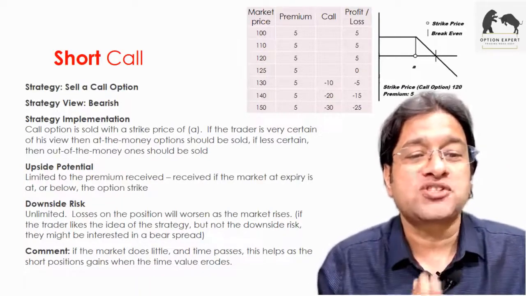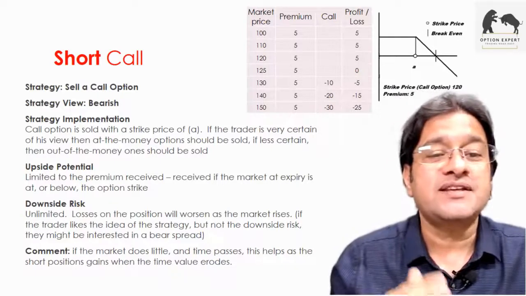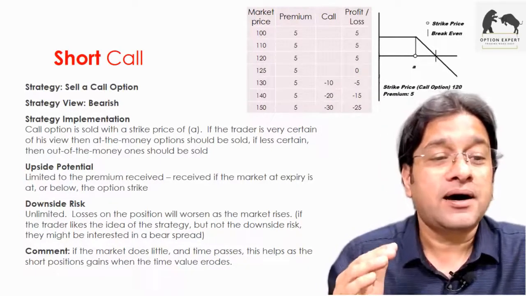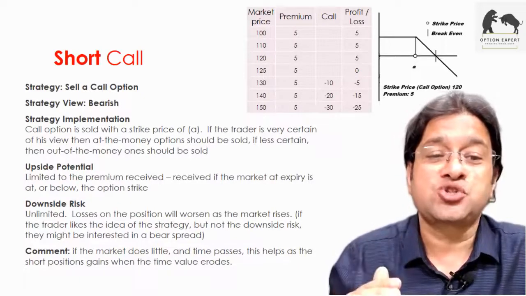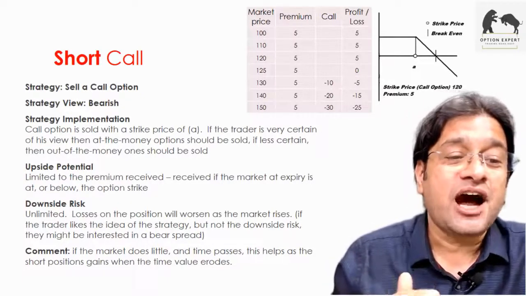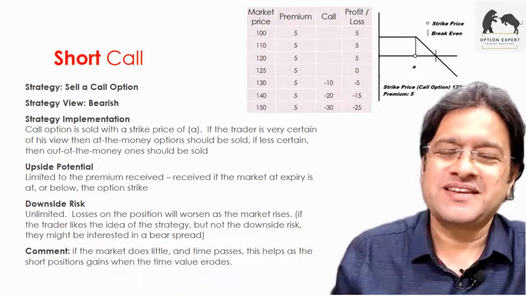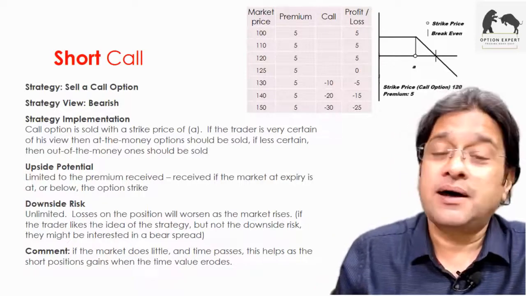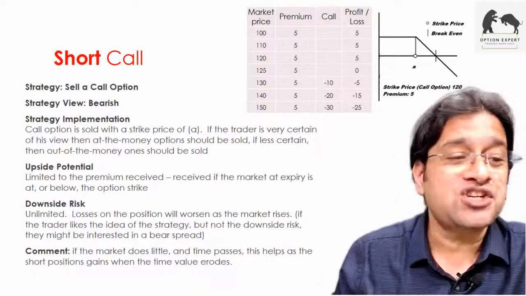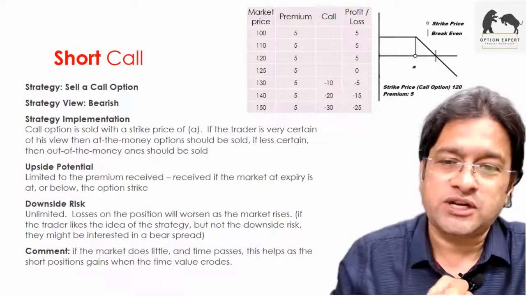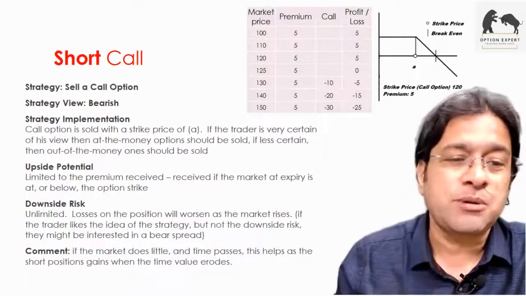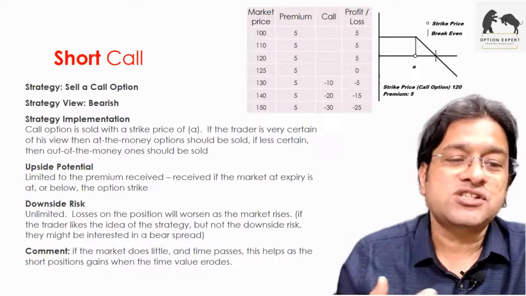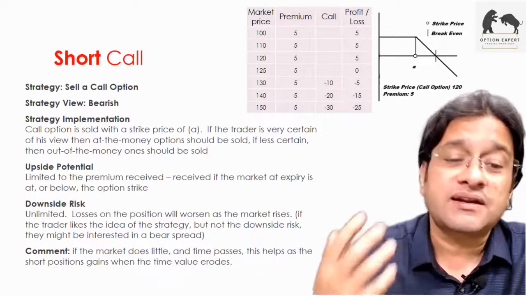Call option is sold with a strike price A. If the trader is very certain of his view, the at the money position should be sold. If less certain, then an out of the money one should be sold. The position's upside potential is limited to the premium received. Whatever premium you have received, that is the maximum profit you can make. The downside risk is unlimited. Losses on this position will worsen as the market rises.